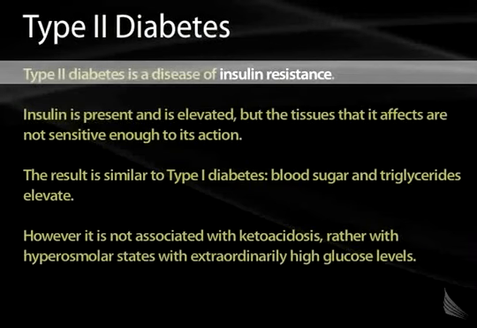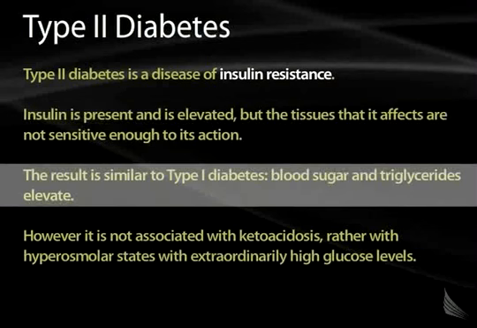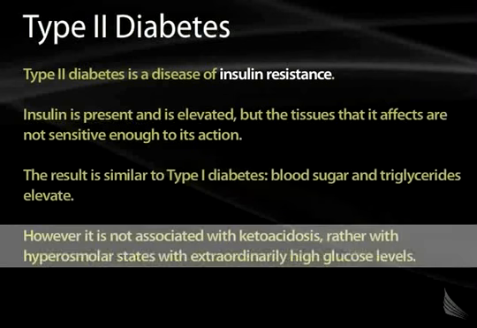Now, unlike type 1 diabetes, type 2 diabetes is actually a disease of insulin resistance. There's plenty of insulin around, and in fact, insulin levels are often very elevated, but the tissues are insensitive to its action. So the result is similar to type 1 diabetes. There's this massive overproduction of blood sugar and triglycerides. However, it isn't associated with ketoacidosis. Instead, it's associated with hyperosmolar states that you get with extraordinarily high glucose levels. So with that, we conclude the regulation of metabolism section.